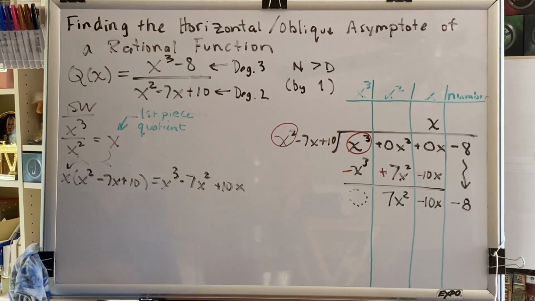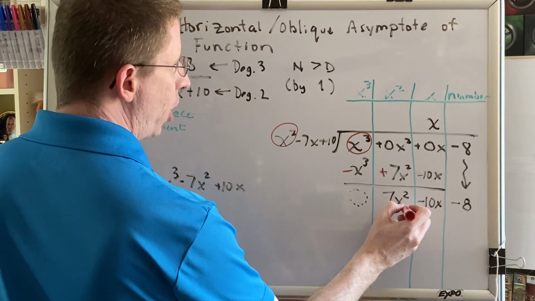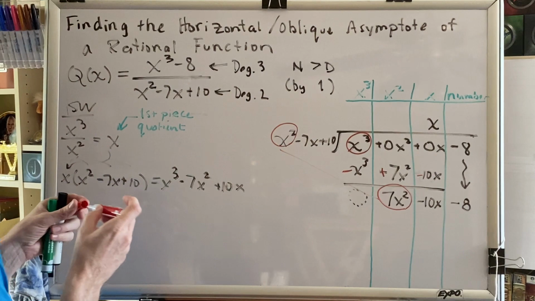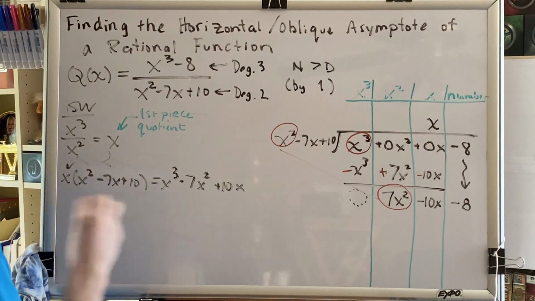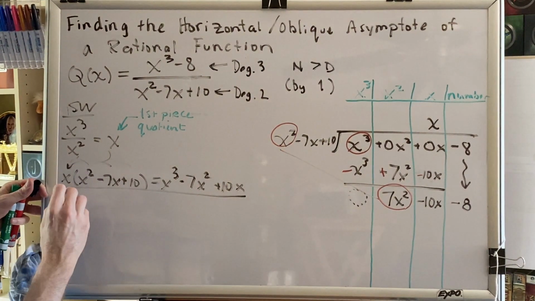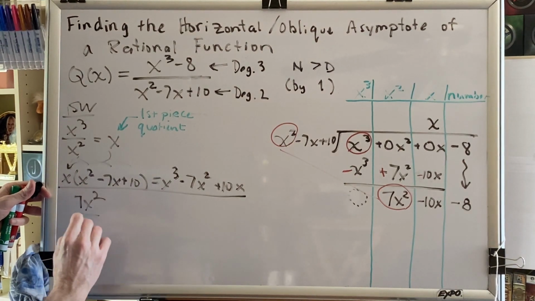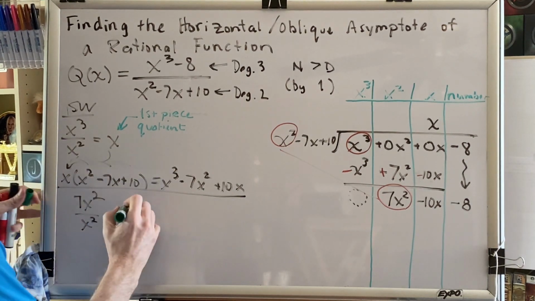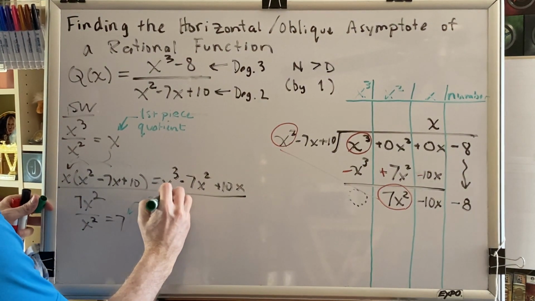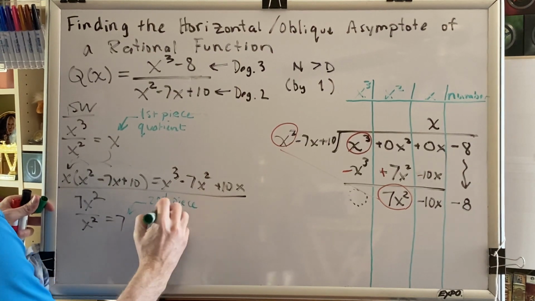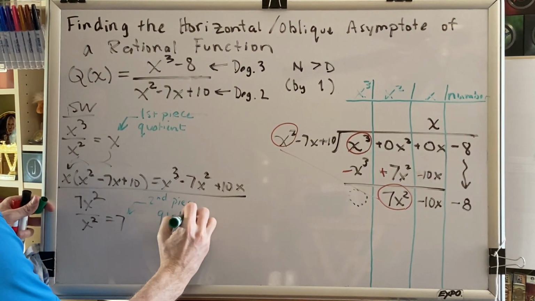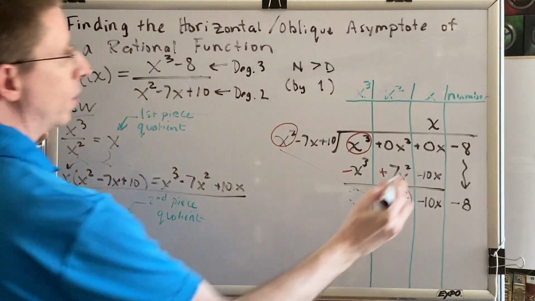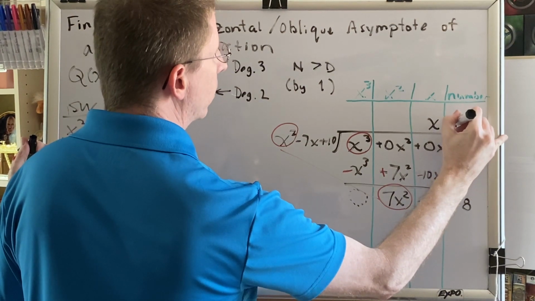So we have the first term of the dividend, which in this case is 7x squared, divided by the first term of the denominator. We will once again do this in our side workspace. We have 7x squared divided by x squared, which gives the result 7. This is the second piece of our quotient, and because it's just a number, it goes in the number column. Because it's positive, we'll write it as plus 7.